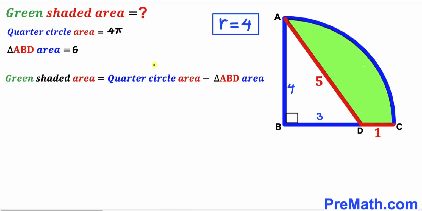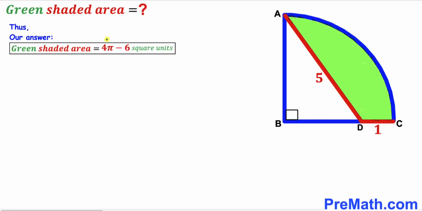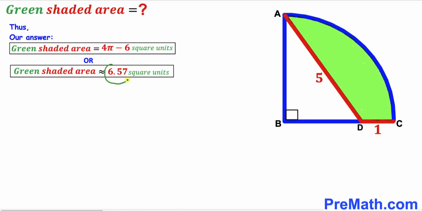And here's our final step. Let's recall this equation once again. The green shaded region area equals the quarter circle area minus the area of the right triangle ABD. And we already figured out our quarter circle area is 4 pi and the triangle ABD area is 6. Let's go ahead and fill in the blanks in this equation. So we got 4 times pi minus 6 square units the area of this green shaded region. So thus the area of this green shaded region turns out to be 4 pi minus 6 square units. And that is going to be approximately equal to 6.57 square units as well. And that's our final answer.